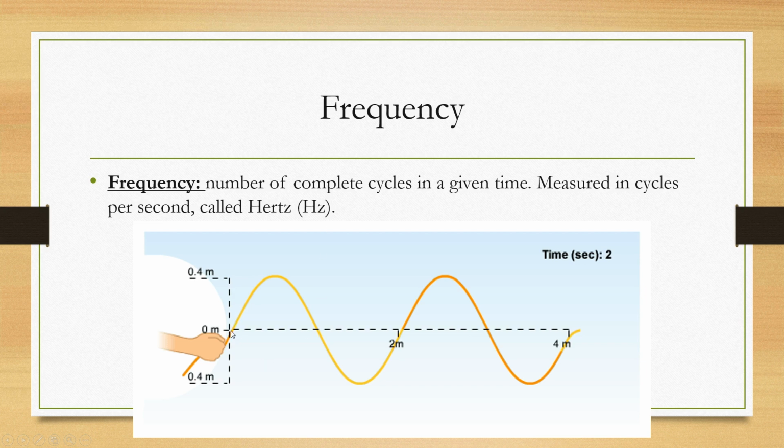Okay, so if we look at this graph, let's first count how many cycles we have. So we start at this point, we have 1, ending right after this 2-meter mark, and then we go up, down to the trough, back up again, 2. So we have about 2 cycles. Okay, and this says it took 2 seconds to do those 2 cycles. So if it's cycles per second, it's 2 cycles divided by 2 seconds. So our frequency in this case would be 1 hertz. All right, not too bad.